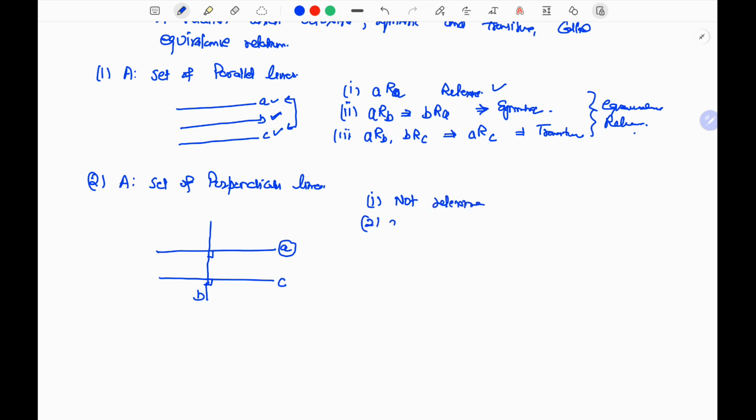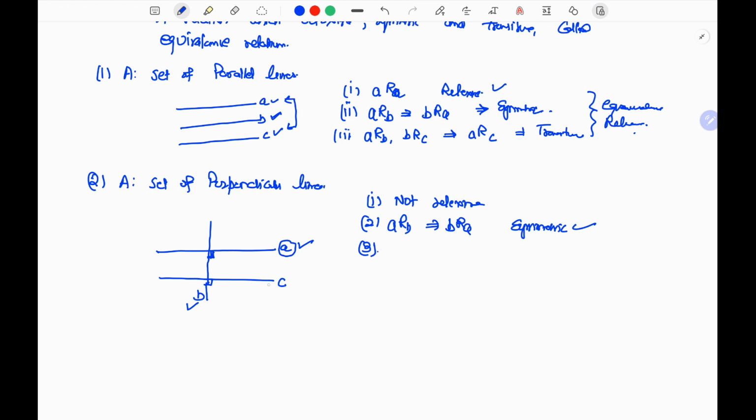Second one, a is related with b because line a is perpendicular to line b. It has an angle of 90 degrees. This implies that b is also related with a because b will be perpendicular to a. So the relation is symmetric.